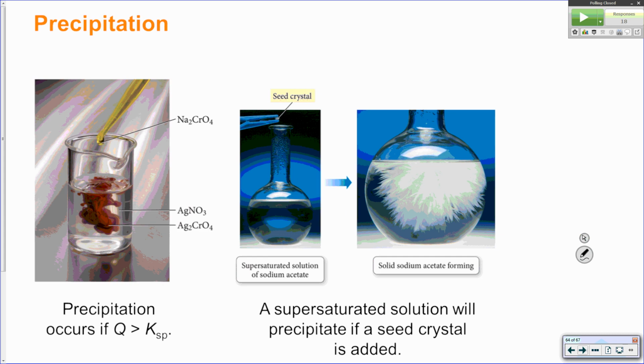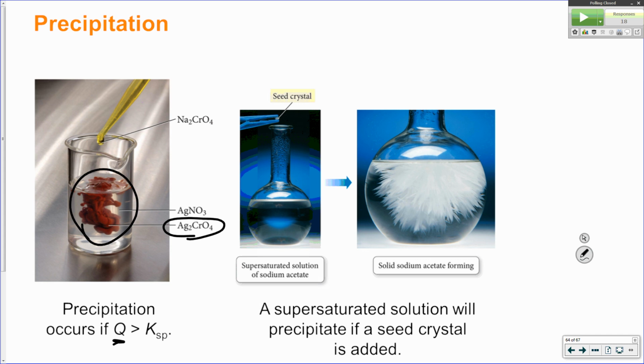All right, here's just a couple of examples. Here's potassium chromate and silver nitrate added together. When the two things are added together, the equilibria forms silver chromate. It's two silvers with one chromate molecule. And the fact that we see the solid present tells me that the Q is greater than KSP, and a precipitation is going to occur.